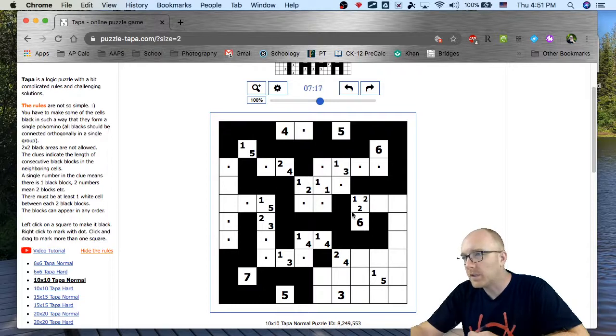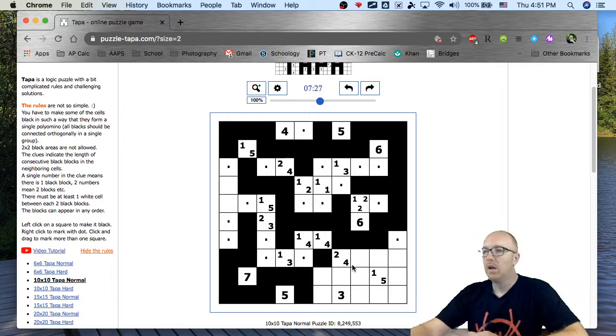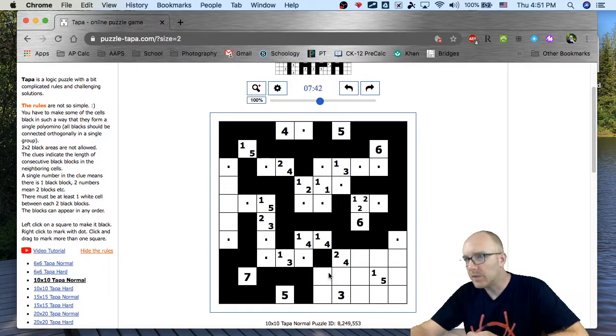We already talked about this 2, 2, and 1, so this has to be open. So here. This cannot be a black square because it would be a pool. All right. Oh, this could go back. This didn't need to be like this. So we can connect in here if we need to, if this doesn't end up connecting over this way.